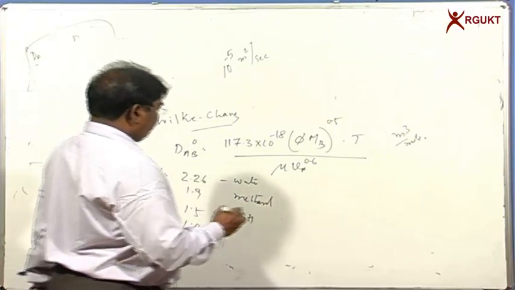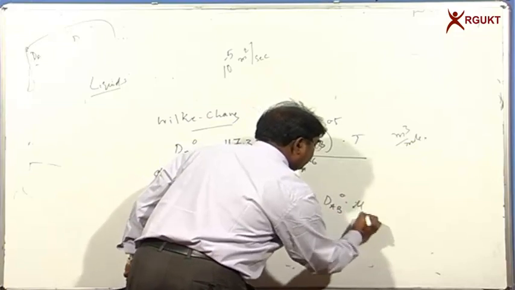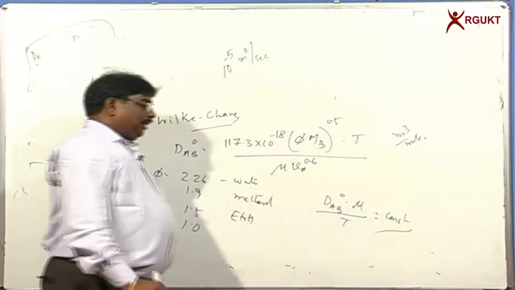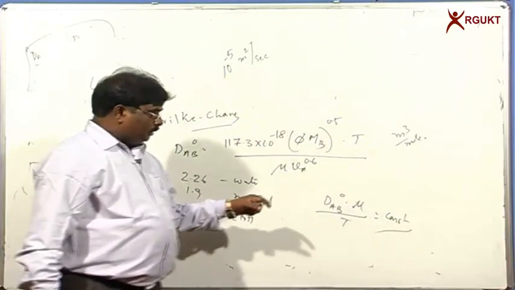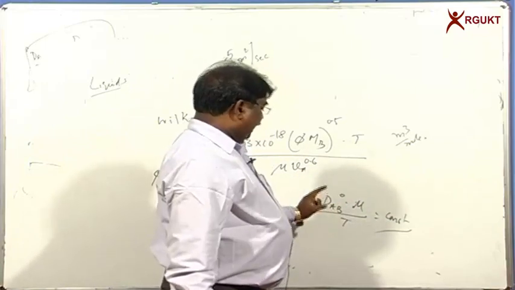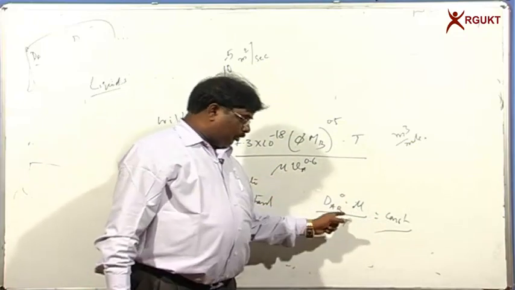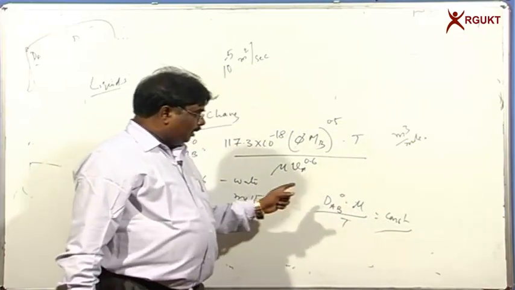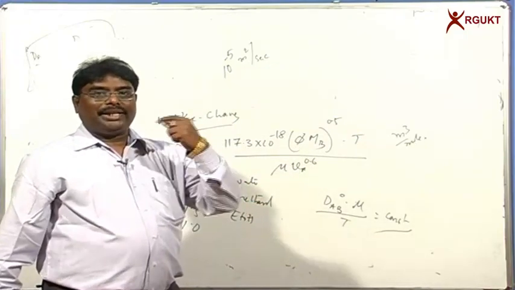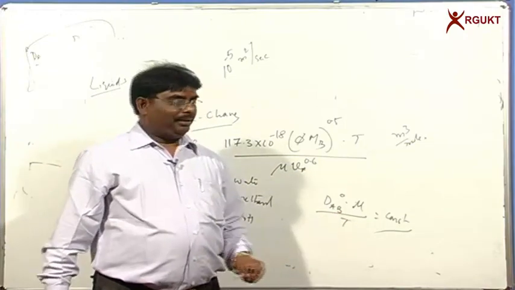And if you see this equation, D_AB into mu divided by T is a constant. That means if the viscosity of the solution is increasing, the diffusion coefficient is going to be decreasing. If temperature is increasing, the diffusion coefficient of component A in B is going to be increasing, but here it is only proportional to T, it is not T to the power of 3 by 2, whereas for the gaseous systems it is T to the power of 3 by 2; for various liquids it is only of T.